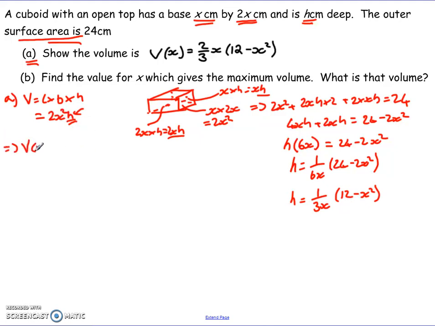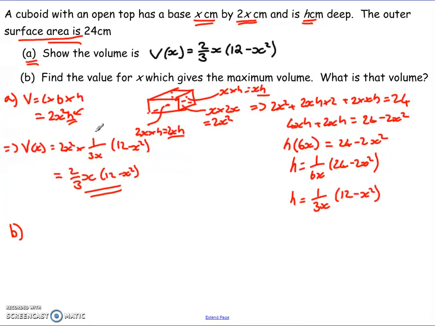So what I can then say is my V of x, my volume, equals 2x squared times this. So it's times 1 over 3x, bracket 12 minus x squared. And I can simplify this to get 2 over 3x, bracket 12 minus x squared. There you go, I've proven the formula, I've shown the volume is equal to that. My next step is to do this part here, so find the value for x which gives the maximum volume.